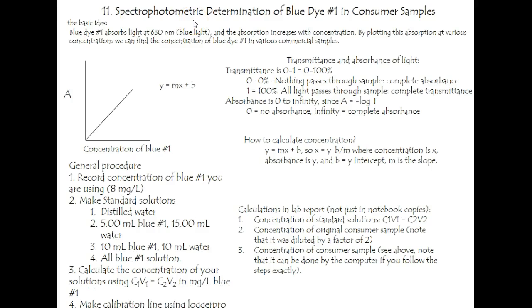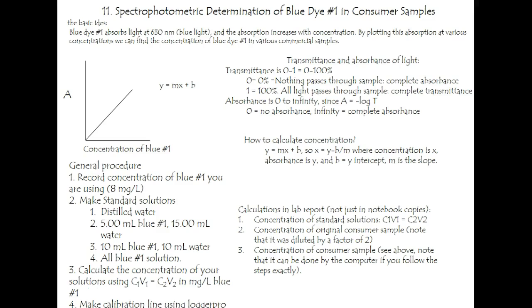Okay, hi. In today's lab, we are going to spectrophotometrically determine the concentration of blue dye number 1 in some consumer samples. We'll do this by generating a calibration line and then comparing our commercial samples to it. Blue dye number 1 absorbs light in the blue region, which is 630 nanometers. And the absorption will increase with the concentration.